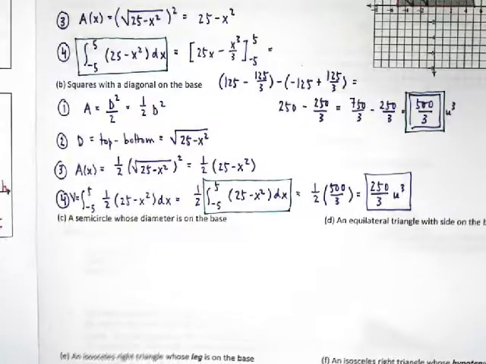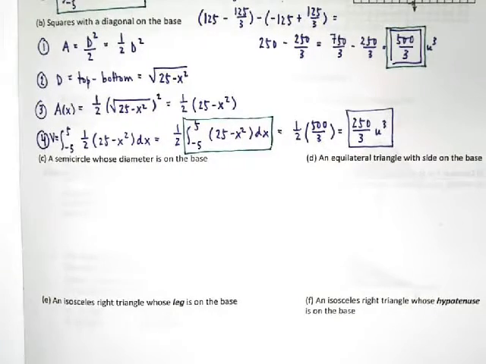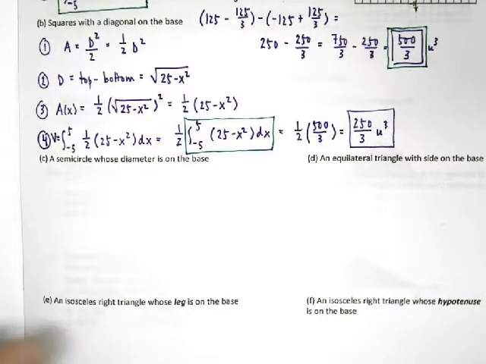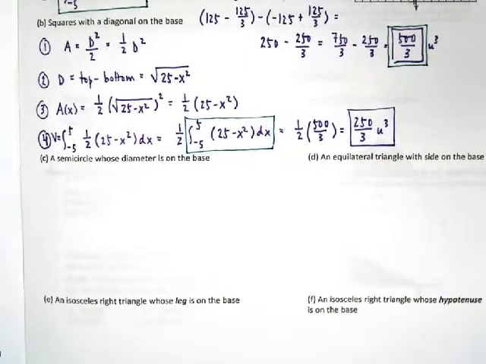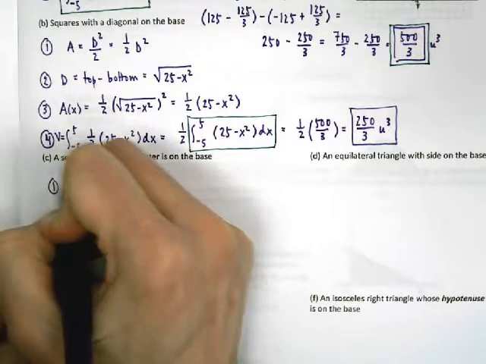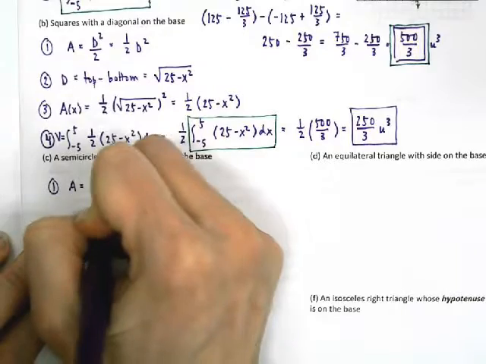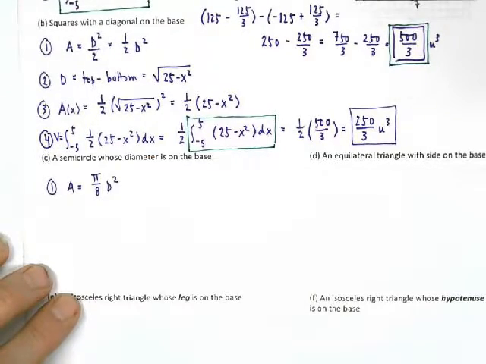So let's do part C here. Now we have a semicircle whose diameter is on the base. So we said, let's see, a semicircle of diameter d. We knew that formula, our area, is pi over 8 d squared.